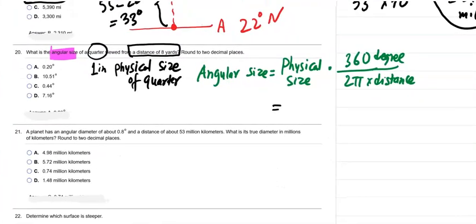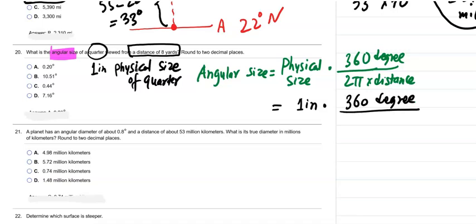So the physical size here is 1 inch, because the quarter is 1 inch as a physical size, times 360 degrees divided by 2 times pi, which is 3.14. It doesn't tell you what pi is going to be, but you can use 3.14 as pi, times the distance. Look at the distance here. The distance from the quarter to whatever you're viewing is 8 yards.